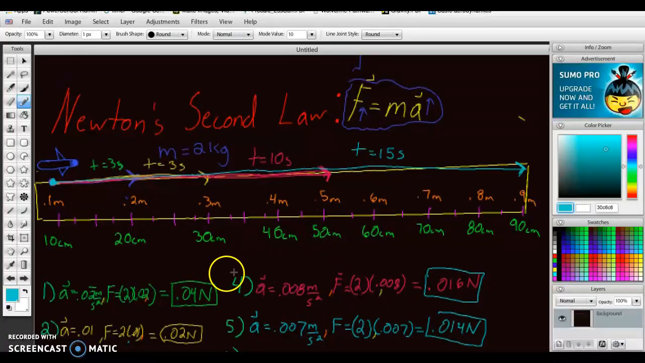That's what Newton's second law is saying: if the mass goes up, it's probably going to have a big force. If the acceleration goes up, it's probably going to have a big force. If the mass goes up, it's probably going to have a big force, and vice versa.